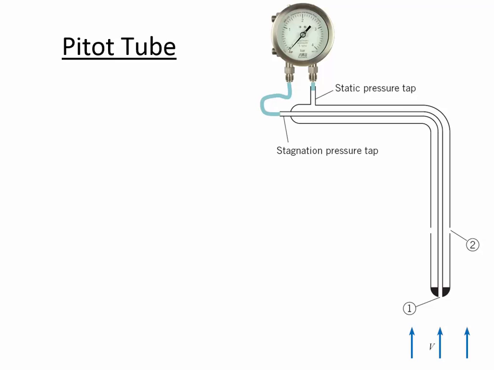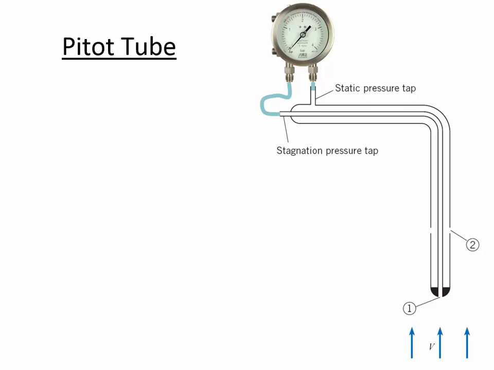Now let's look at opening at 2. So it's a circular opening at location 2. The streamline goes past it. It doesn't intercept that opening. That opening is sideways, and so there isn't a stagnation effect.